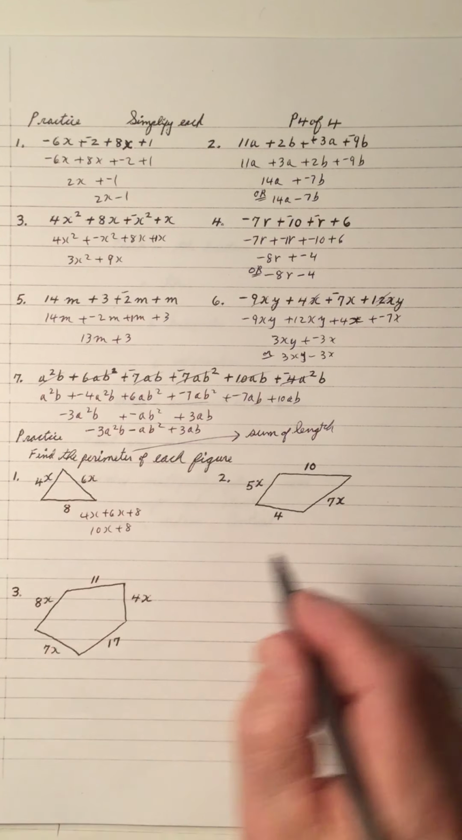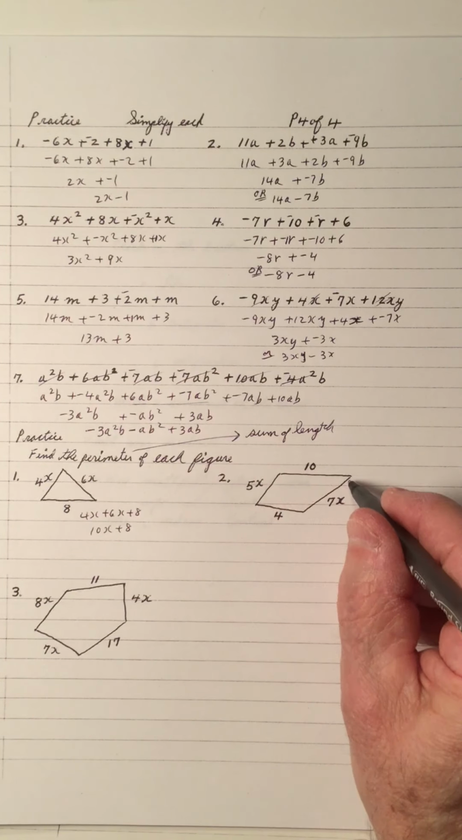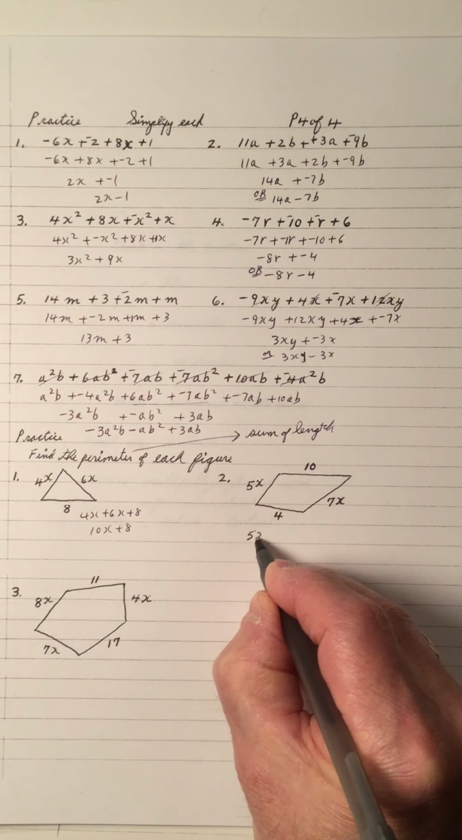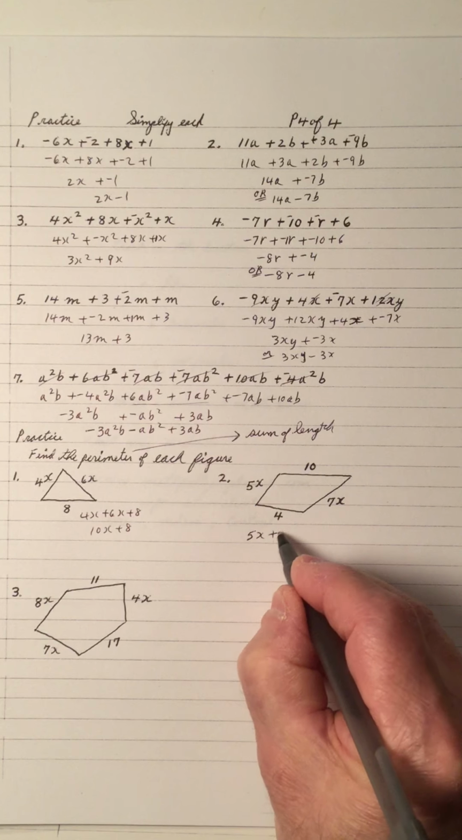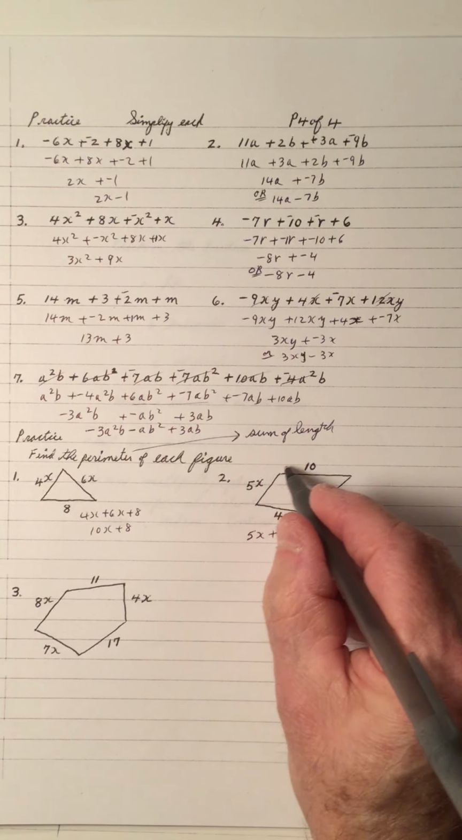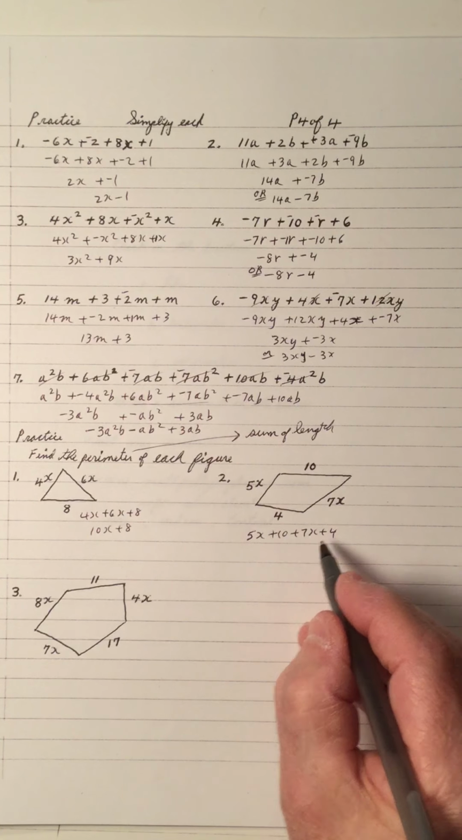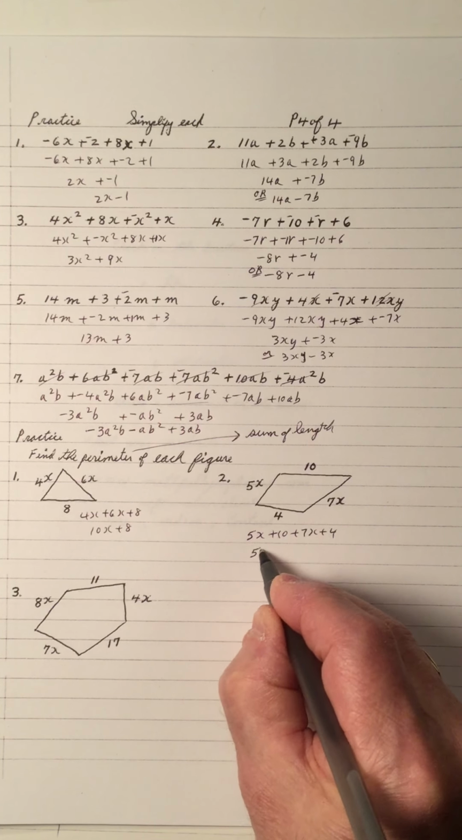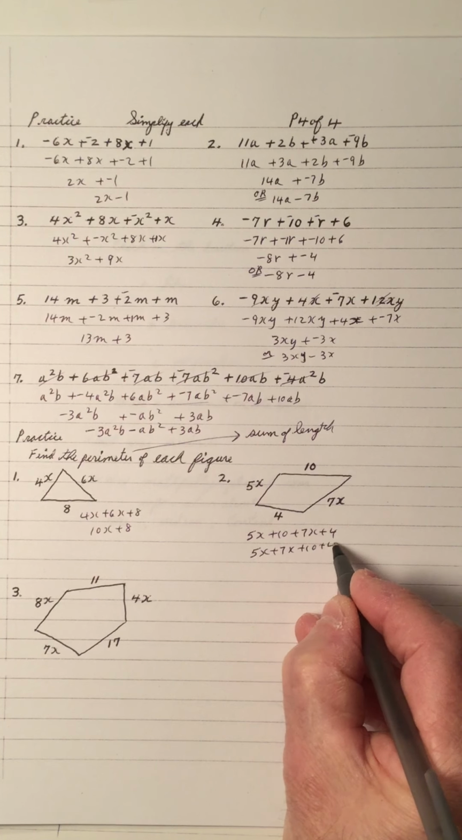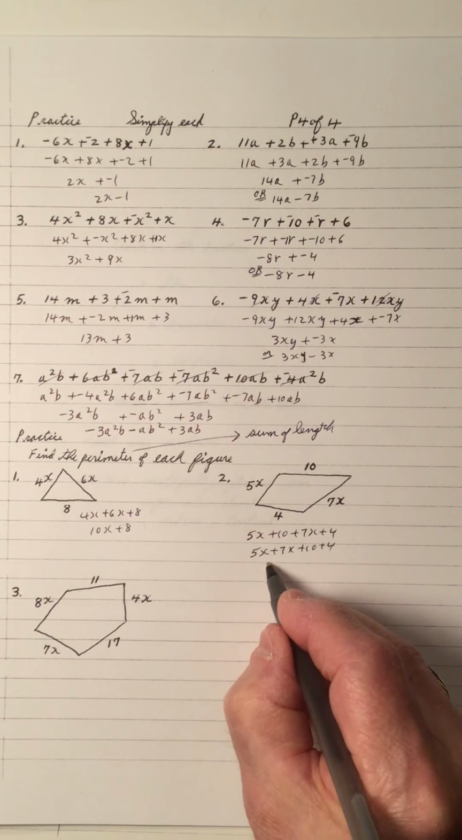You can go around whatever way you wish. You can start here and go around so you don't miss them. Or you can go 5x plus 10 plus 7x plus 4. You can go around and pick them as you did, like I did. Then group them. There they are, grouped together. X's go together in numbers.